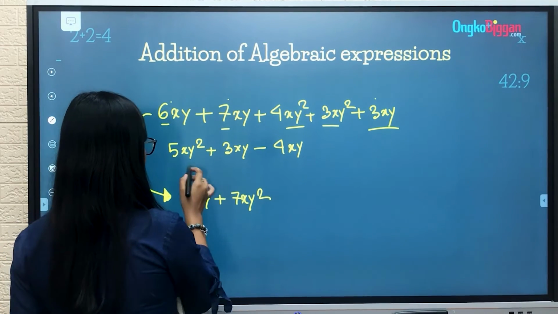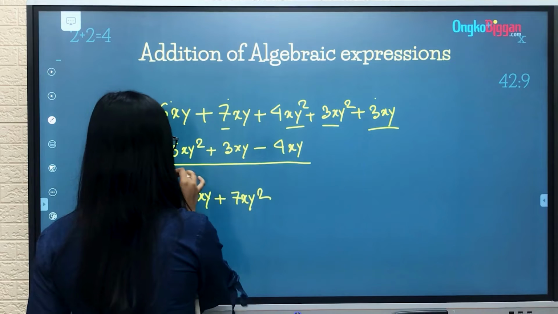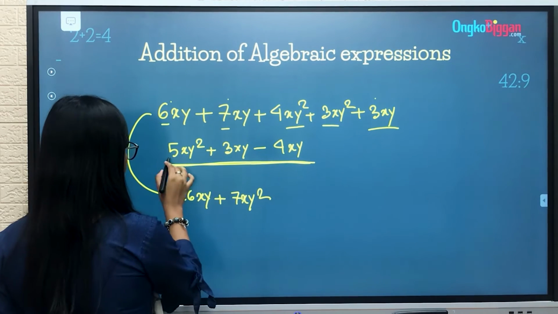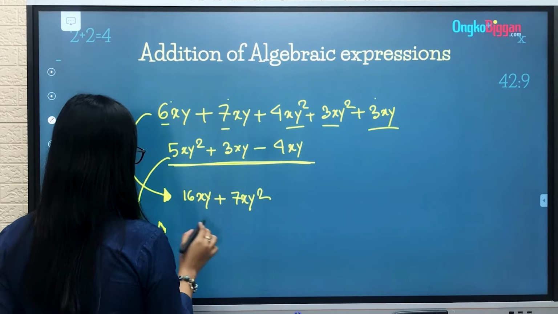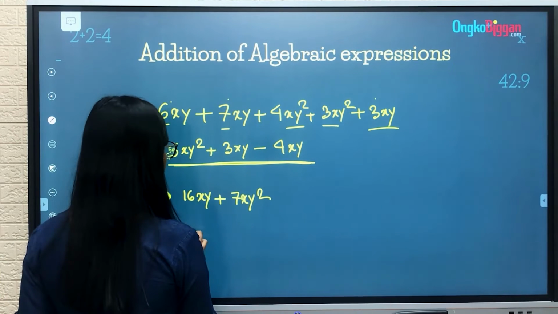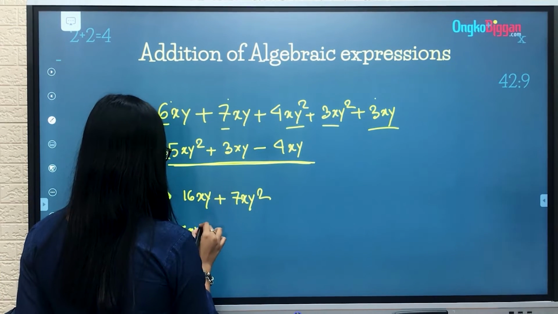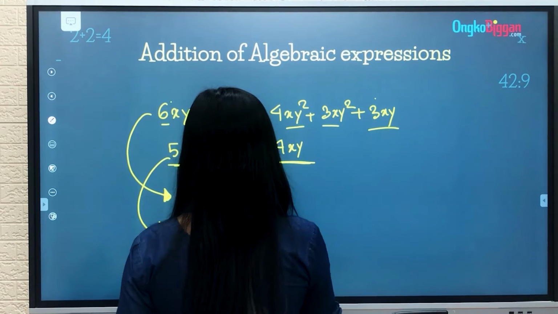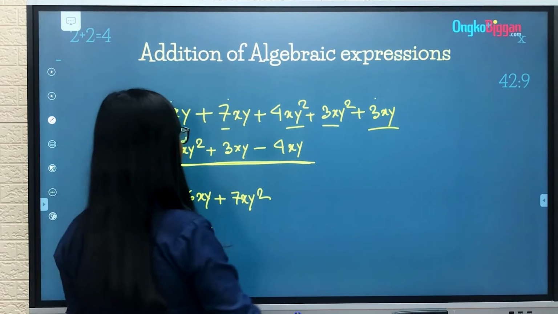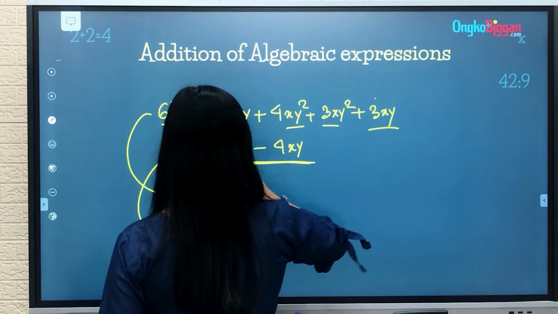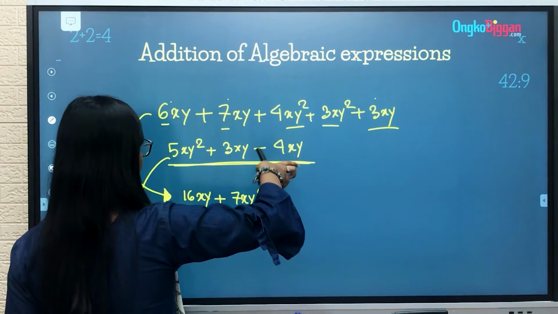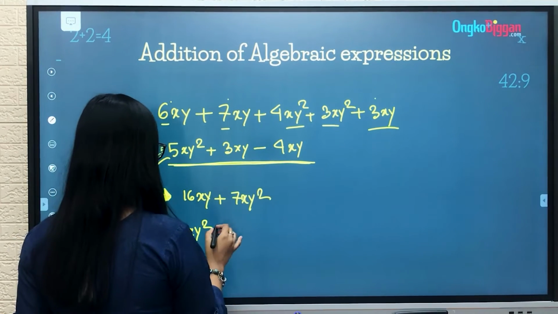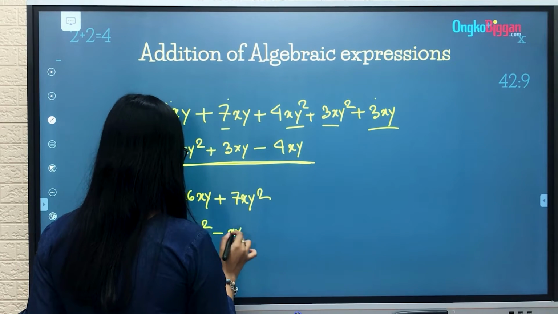Okay, so what we will do next, we will simplify the other given expression. So here we have 5xy squared and 3xy minus 4xy. So here xy and xy are similar terms, so we will just calculate it. So 3xy minus 4xy, we are getting minus xy.